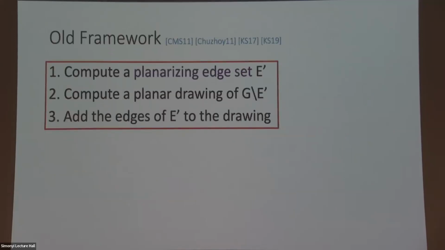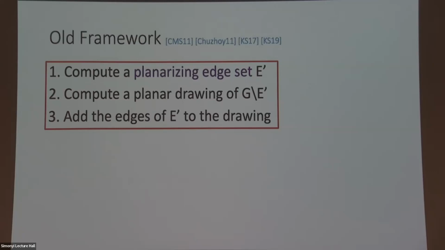Let's look at how the previous algorithms solved this problem. They all follow this very simple framework, which is also used in a lot of heuristics, and whatever is used in practical algorithms, as far as I know, is also this framework. It consists of 3 steps. In the first step, we compute a planarizing edge set E prime. Here, a planarizing edge set is just a set of edges whose removal leaves the remaining graph planar. So for every crossing, we take out one edge, and what we get is a planarizing edge set because the remaining graph is planar. Okay, so this is the first step.